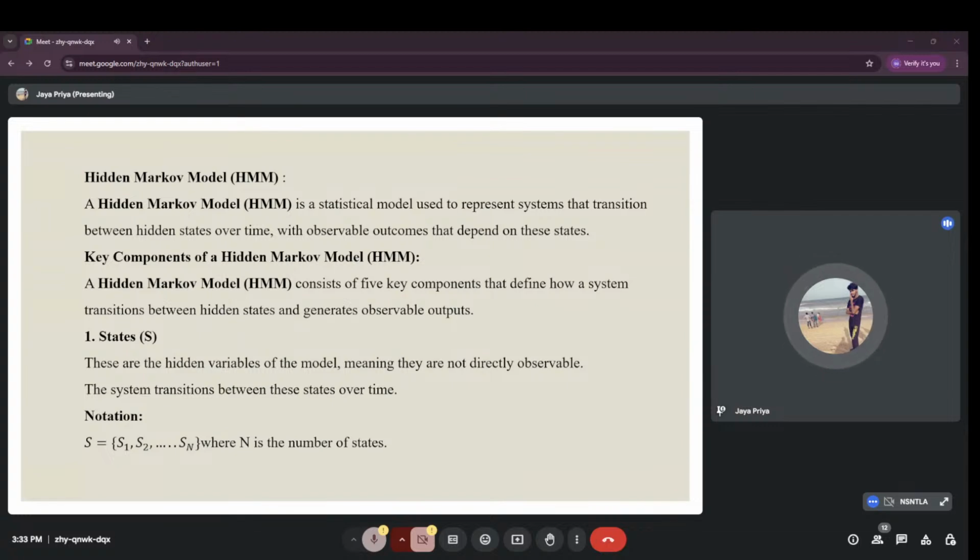The first component is states, represented by capital S. These are the hidden variables of the model, meaning they are not directly observable. The system transitions between these states over time. The notation is given by S = {S1, S2, ..., Sn}, where n is the number of states.